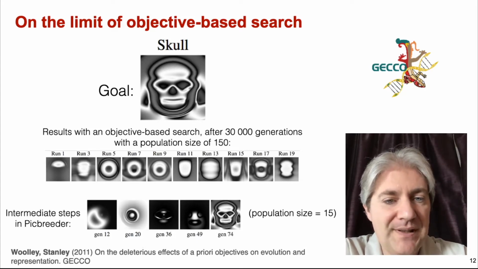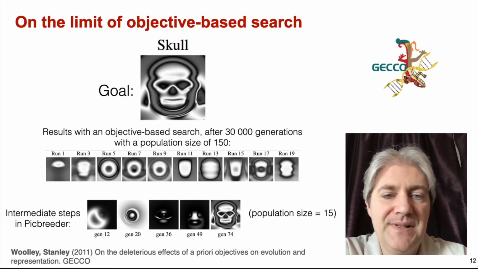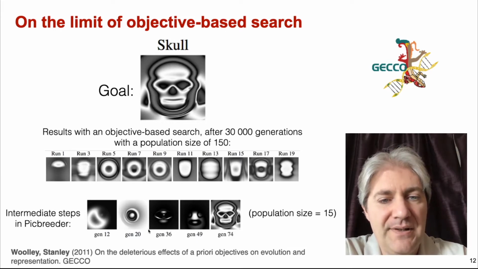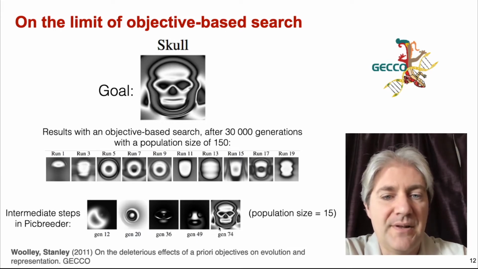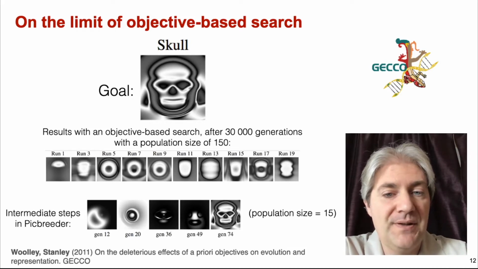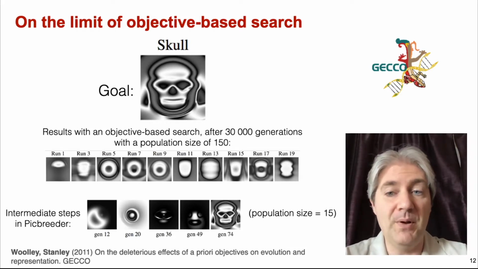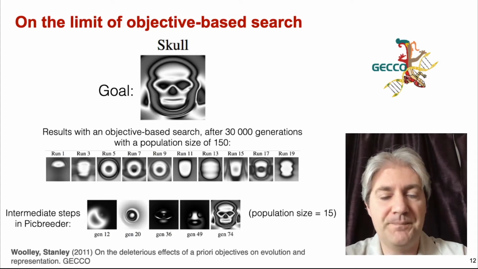And here are the intermediate steps. What is interesting is to see that actually it's very difficult here to realize that those are the intermediate steps towards the skull. It is clear that none of them represents a progress in terms of fitness towards that skull. So that's an illustration of a deceptive fitness that may appear when evolving complex structures.